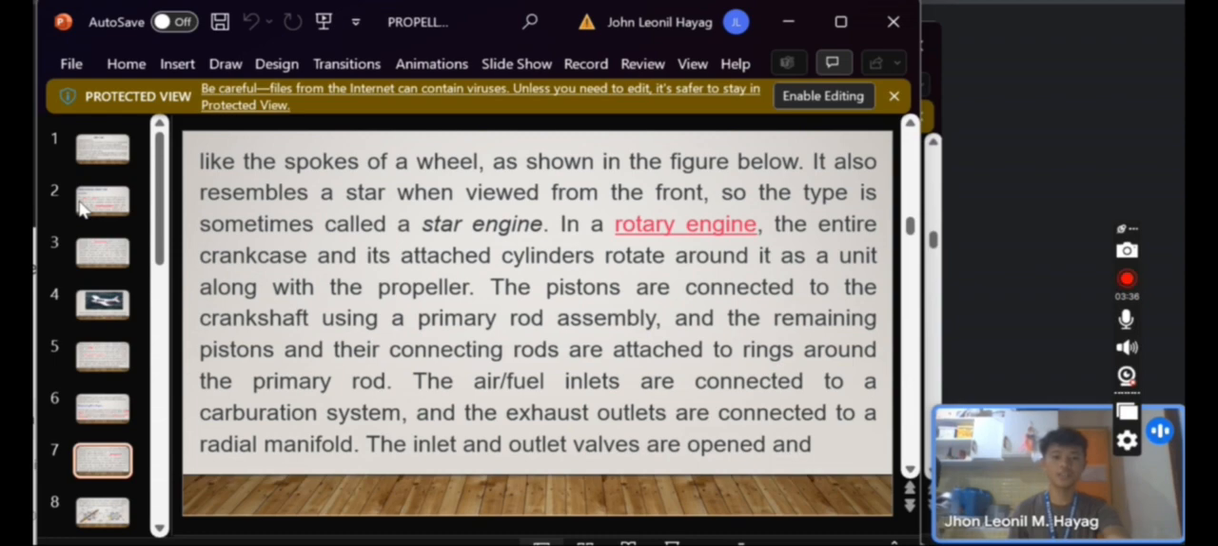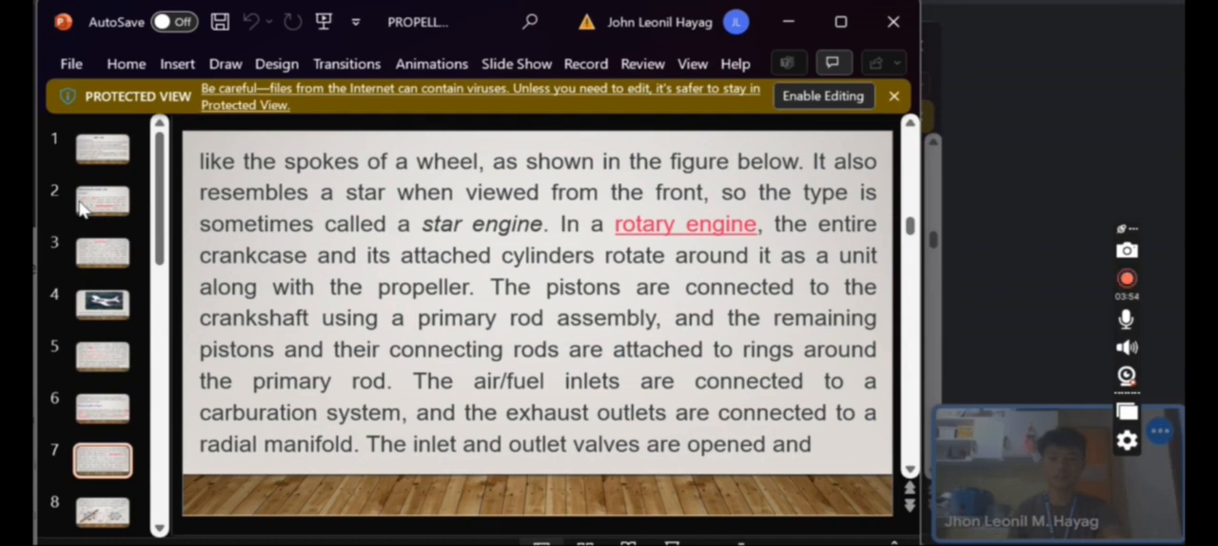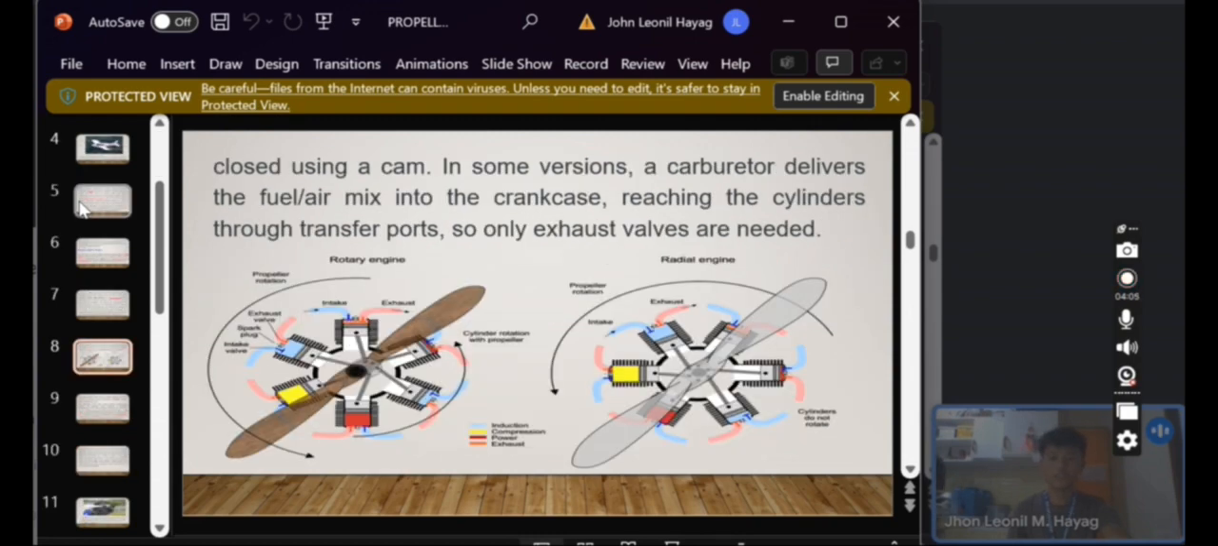In a rotary engine, the entire crankcase and its attached cylinders rotate as a unit along with the propeller. The pistons are connected to the crankshaft using a primary rod assembly, and the remaining pistons and their connecting rods are attached to rings around the primary rod. The air-fuel inlets are connected to a carburation system, and the exhaust outlets are connected to the radial manifold, closing using a cam. In some versions, a carburetor delivers the fuel-air mix into the crankcase, reaching the cylinders through transfer ports, so only exhaust valves are needed.